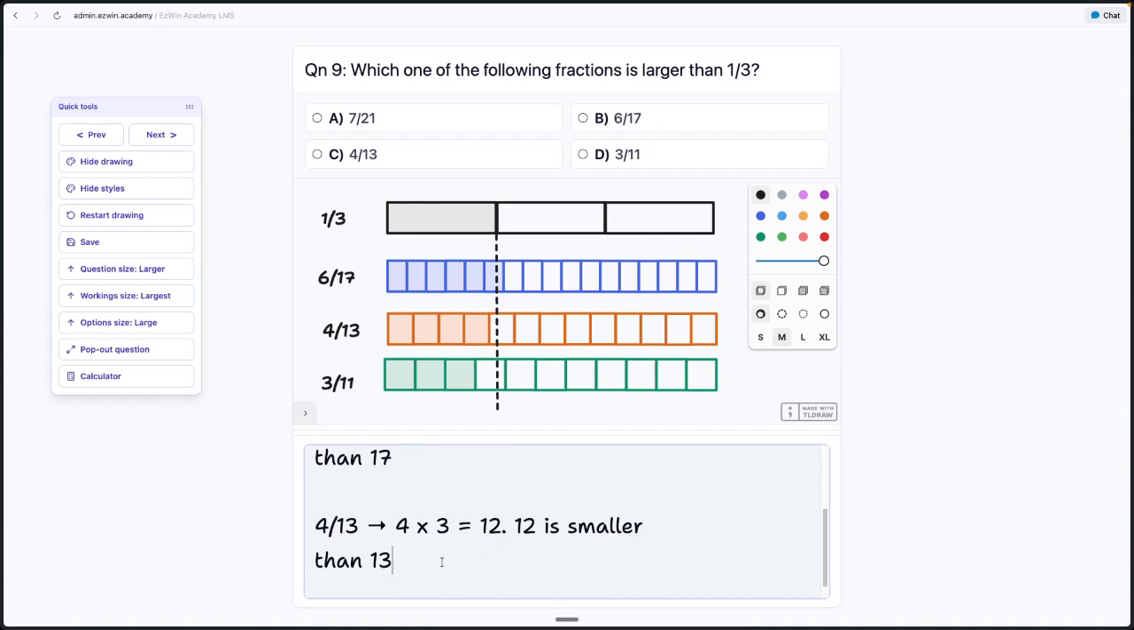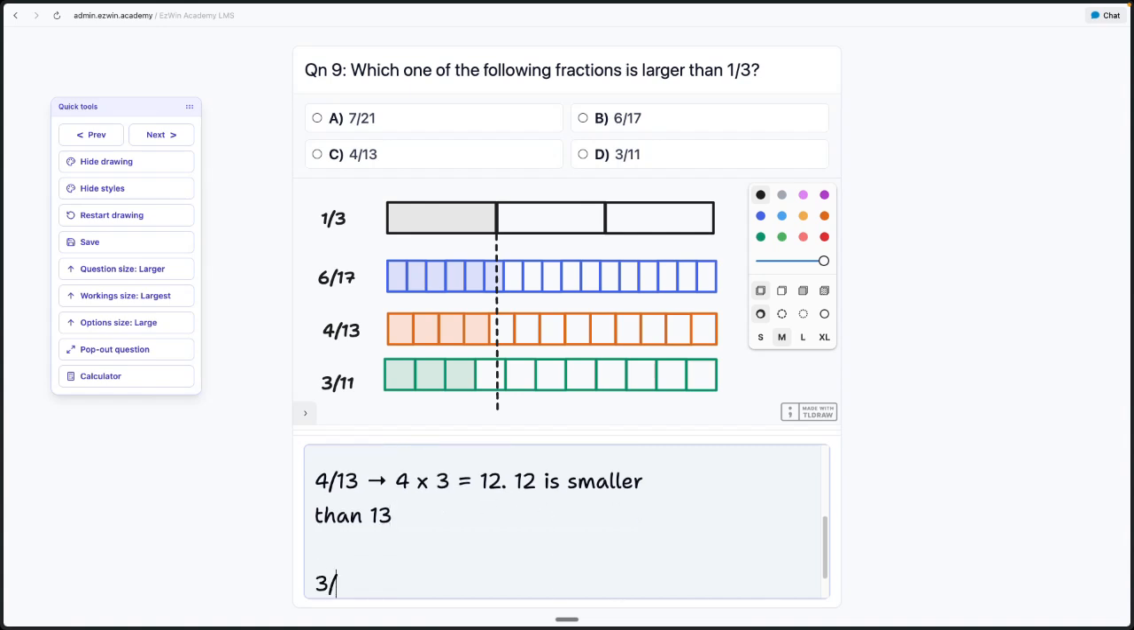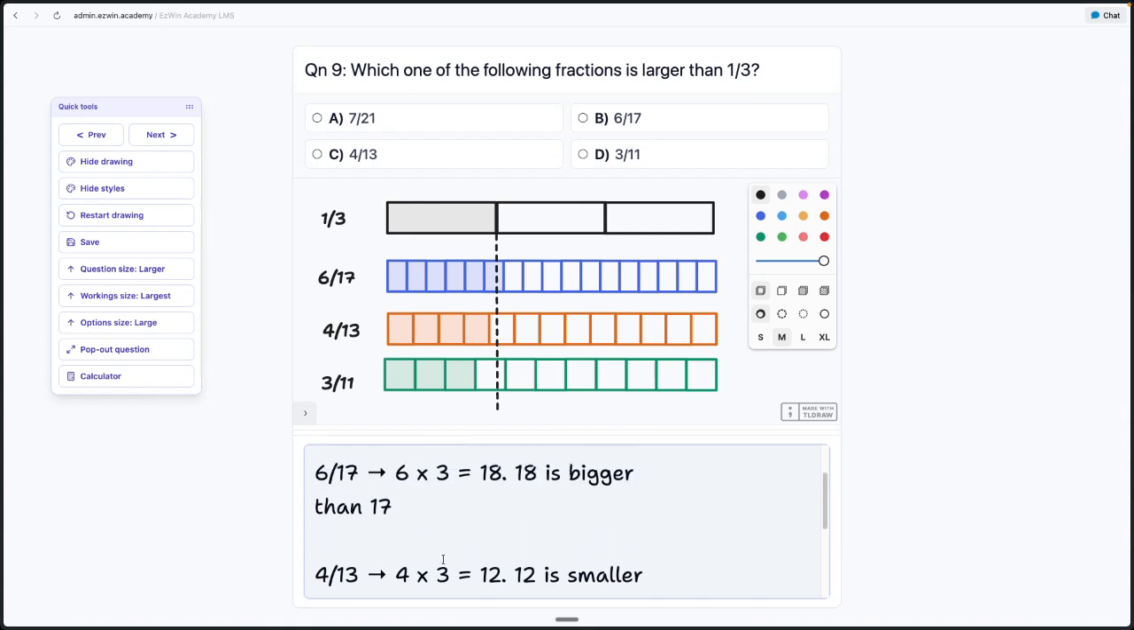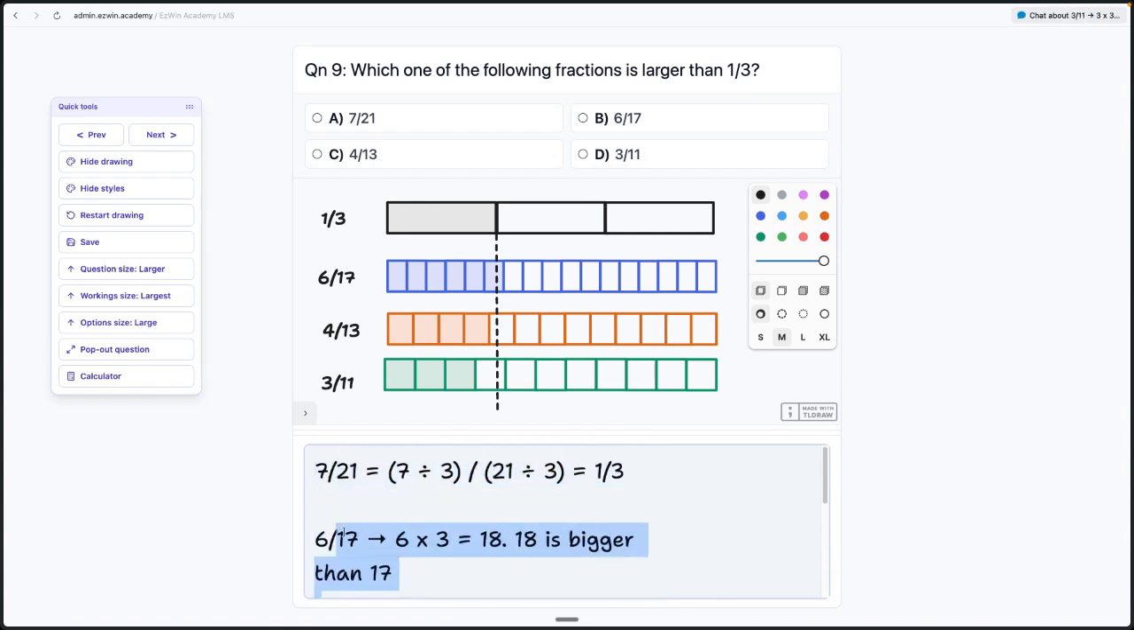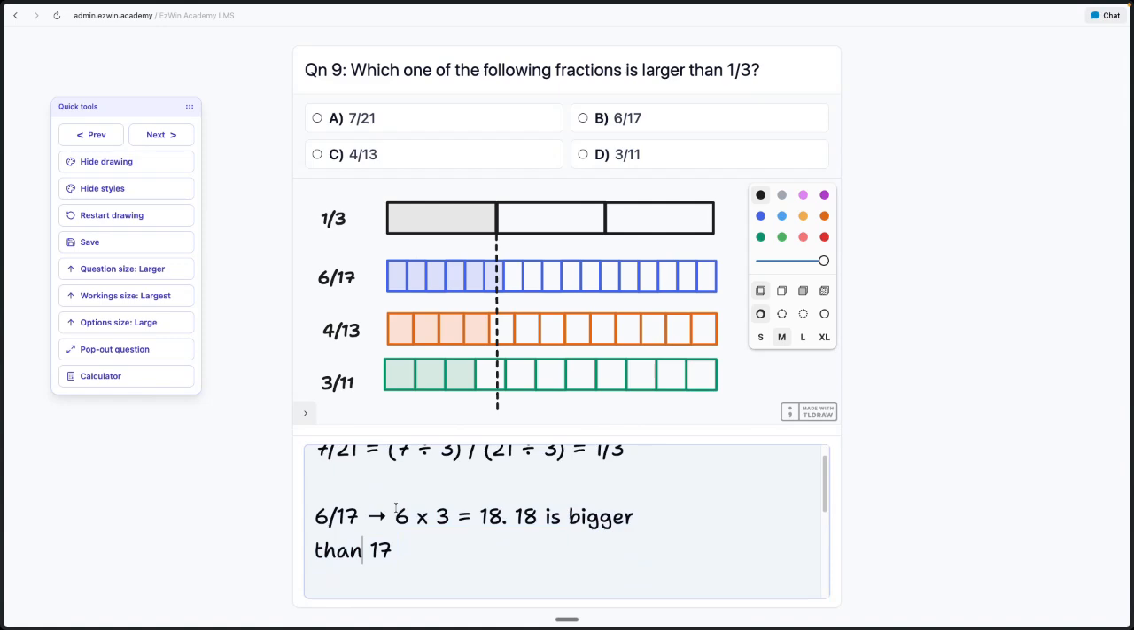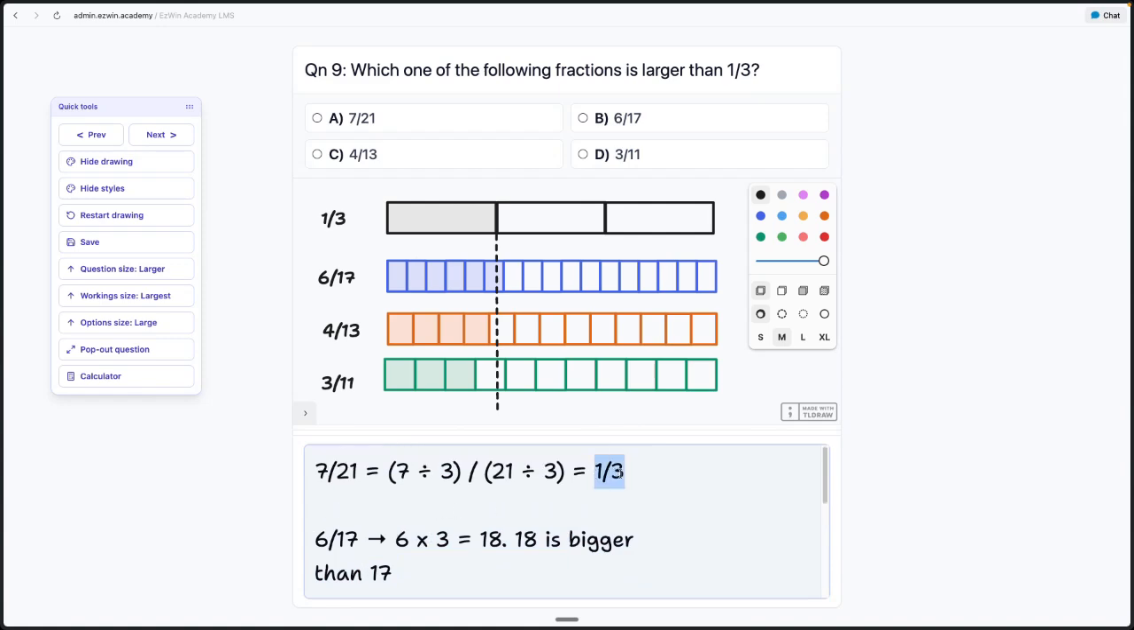Okay. So lastly, let's go to 3 out of 11. If we multiply by 3 again, this will give us 9. And 9 is smaller than 11. So now we know from this simple exercise that 6 out of 17 is more than 1/3, because 1/3 is essentially just a multiplication of 3. If you were to visually draw it, I think it's pretty obvious as what you see over here.